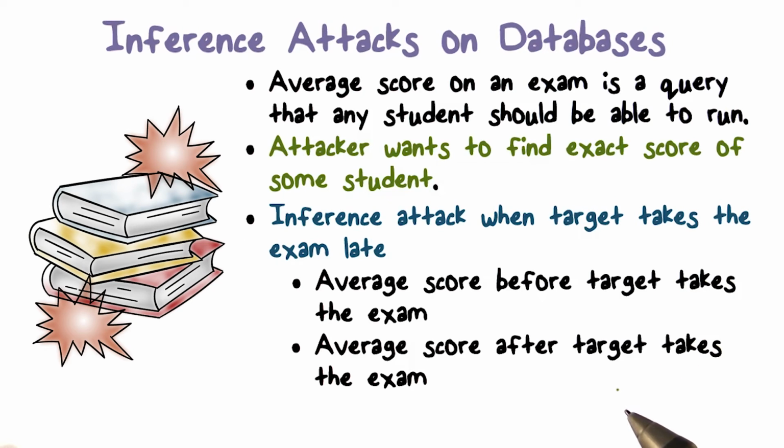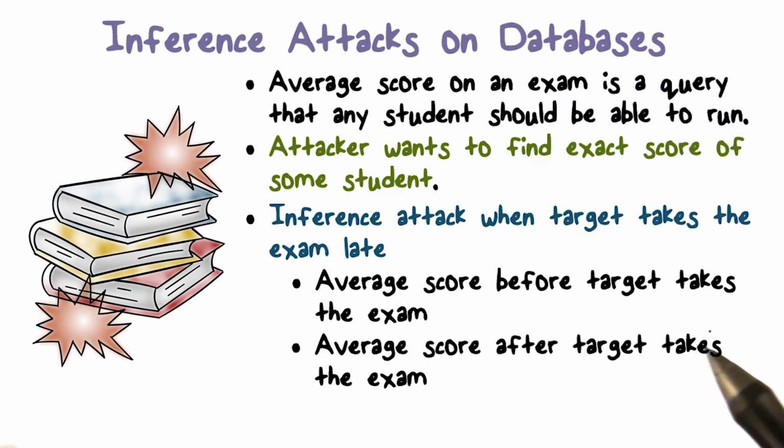Well, based on these two values that are returned by this query that is allowed, I can now figure out what Alice's score is. Actually, it's fairly easy to do that. If there are n students, the total score, if you add them all up, is n times the average. So here, since Alice hasn't taken the exam, it'll be n minus 1 times the average that is the total of the scores before, and this is after Alice takes the exam. The difference is Alice's grade exactly.